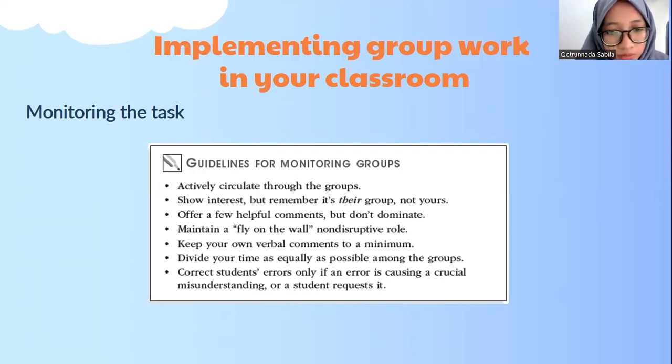Okay, so this is implementing group work in your classroom, about monitoring the task. These are the guidelines for monitoring groups. First, actively circulate through the groups, show interest, but remember it's the group's task, not yours. Offer a few helpful comments, but don't dominate, and maintain a fly-on-the-wall, non-disruptive role. Keep your own verbal comments to a minimum, and divide your time as equally as possible among the groups. Correct students' errors only if an error is causing a crucial misunderstanding or a student requests it.